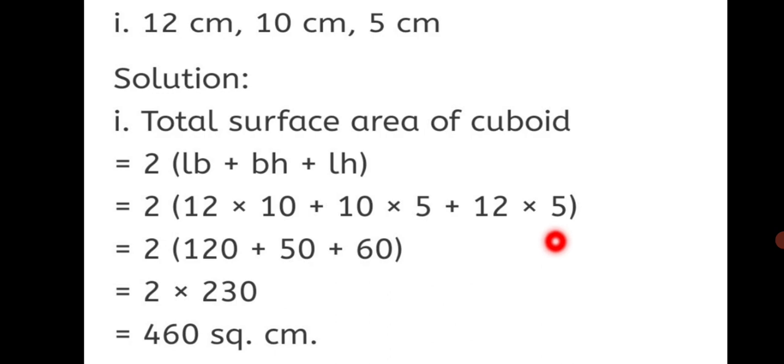So this way we have done the second step. Third step is to multiply each of this. 12 into 10, 120, plus sign remains. 10 into 5, 50, plus sign. And then 12 into 5, 60 inside the bracket. Once you add them all, you will get 230. Now you can open the bracket. 2 into 230 is 460. Your final answer is 460 square centimeter. Since the unit is centimeter here, answer will also be written in square centimeter.